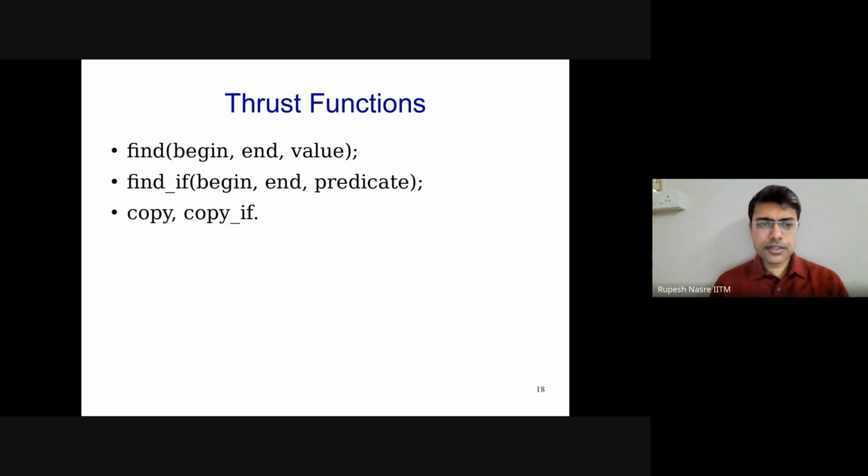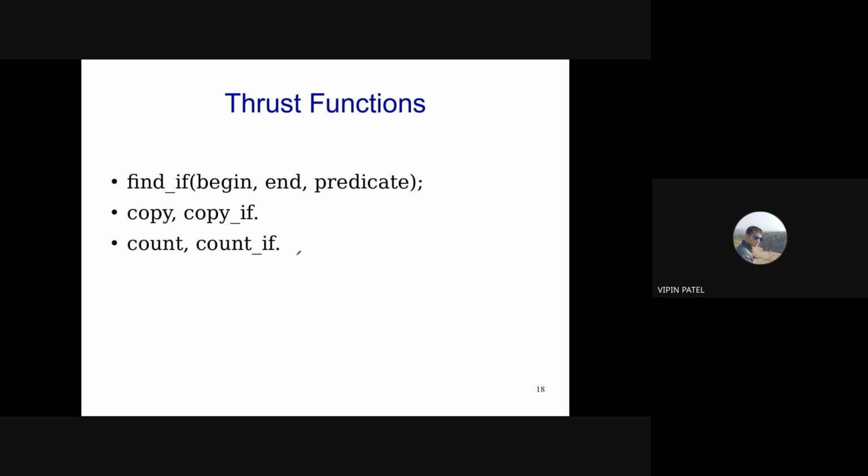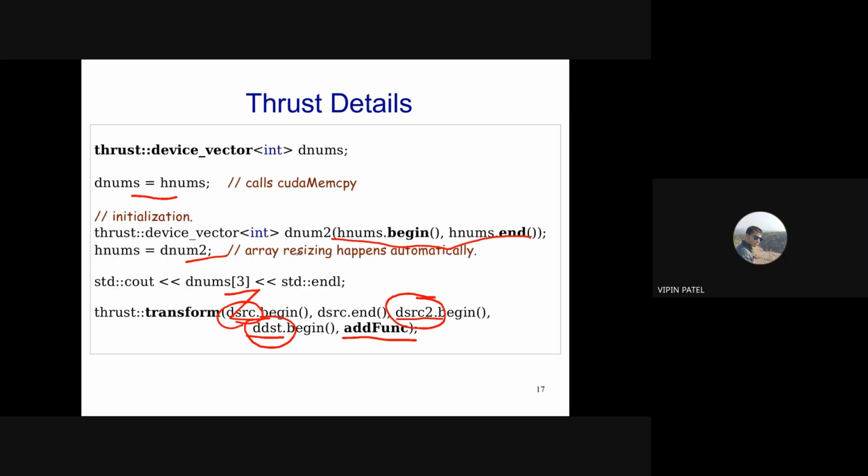So some of the functions that thrust provides are find if some predicate is true, copy if, count if equal. These are some of the functions which are also supported in the C++ STL. Yes, Vipin, go ahead. Can you move back to the previous slide? Yeah. So in the transform function, the size of DSRC2 should be greater than or equal to the size of DSRC, right? And that should be taken care of by the programmer. Yes, you are right.